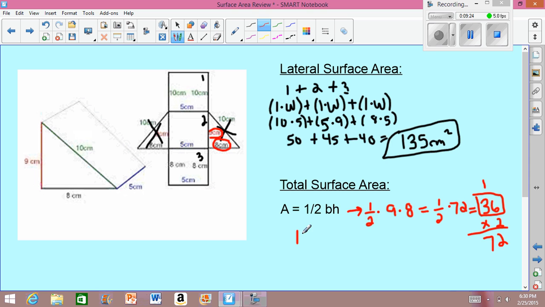So we're going to take 135, and we are going to add 72. So that's 7, that's 10, carry the 1. So we end up with our total surface area being 207 centimeters squared. And that is our final answer.